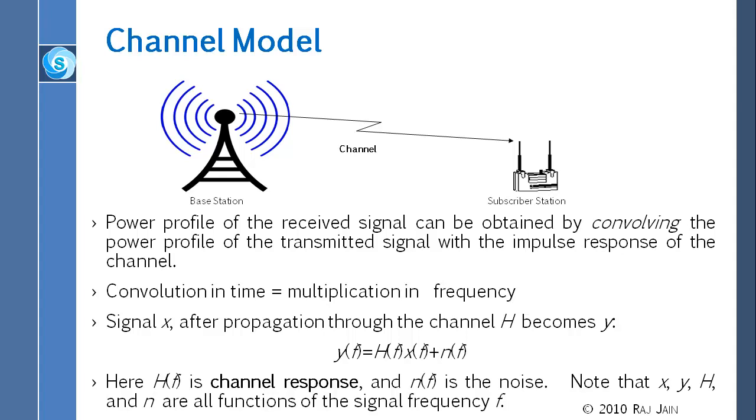So 1 milliwatt would be 0 dB. If you have 2 milliwatt, that would be 3 dB, because we take log base 10 and multiply by 10, right? So whenever we say power in dB, it's basically in milliwatts.